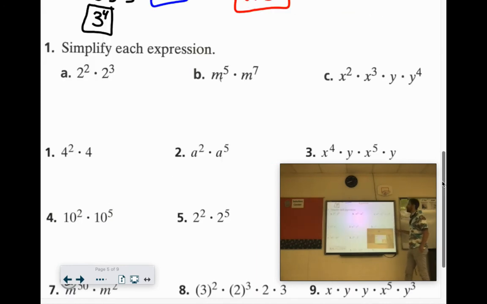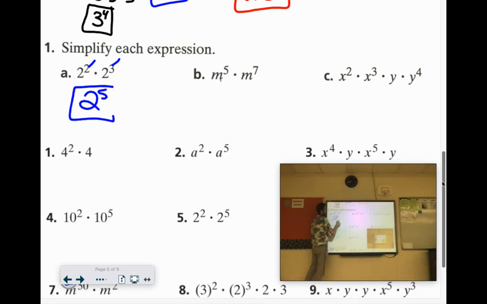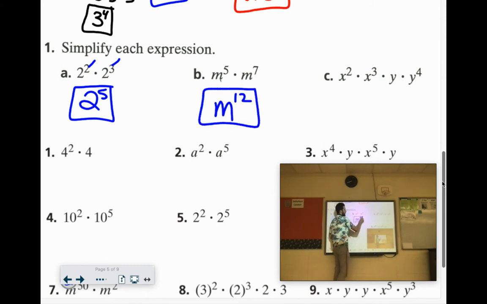Let's try out 3 more here. 2 squared times 2 to the 3rd. They both have the same base, so we just add the exponents. 2 plus 3 is 5. 2 to the 5th. M to the 5th times M to the 7th. They're both M's. 5 plus 7 is 12.